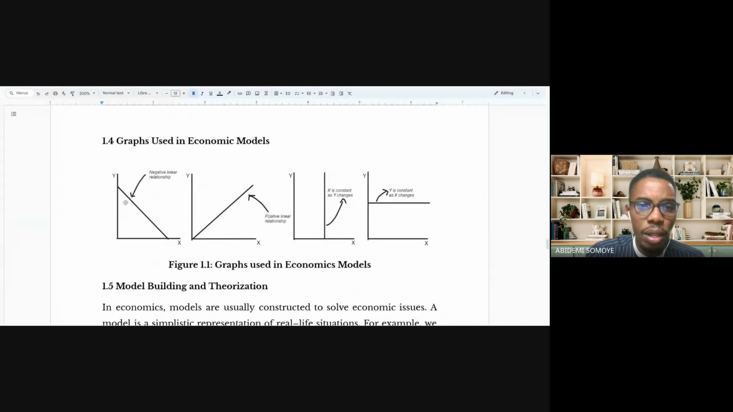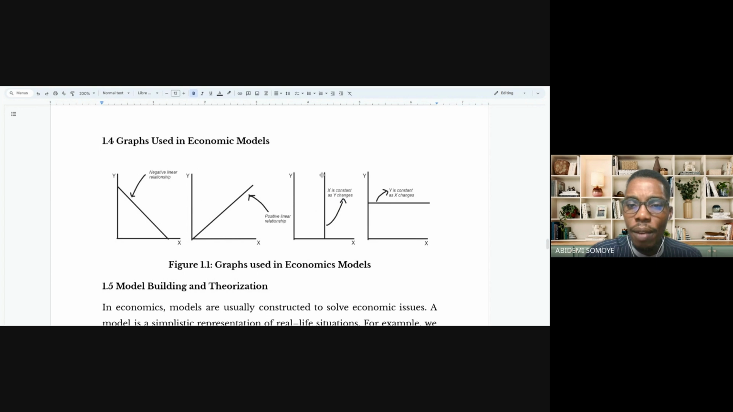If you see a graph that is downward sloping, it shows that there's a negative relationship between the two variables, for example, y and x. If you see a graph that is upward sloping, it shows that there's a positive linear relationship between the two variables, y and x.